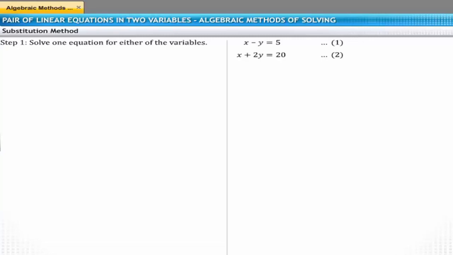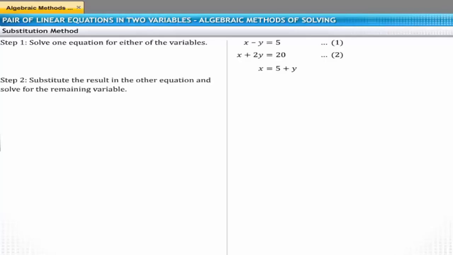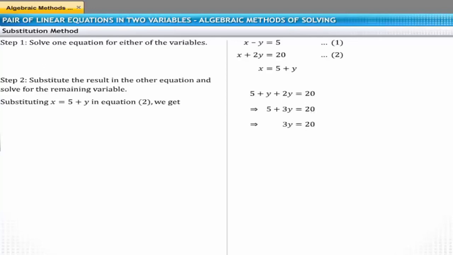Looking at these two equations, we can see that rearranging equation 1 to make x the subject is simpler. So, we solve for x in equation 1. We have x is equal to 5 plus y. In the next step, we'll substitute the resultant value of one variable obtained in the other equation and solve for the other variable. Here we'll substitute the value of x, which is equal to 5 plus y, in equation 2. Let's solve this equation further. Hence, the value of y is equal to 5.